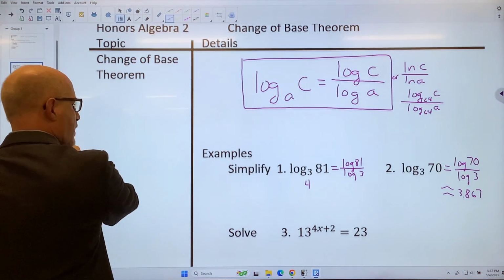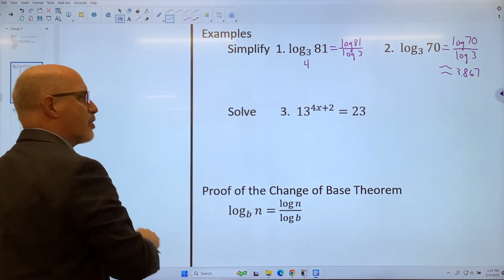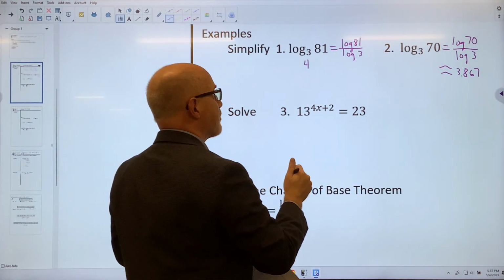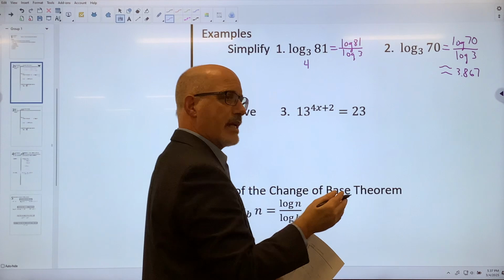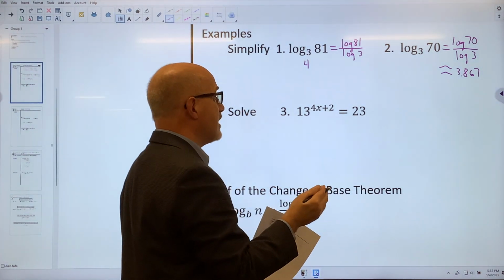All right, let's do some more examples here. Let's solve this equation using this idea of changing the base.